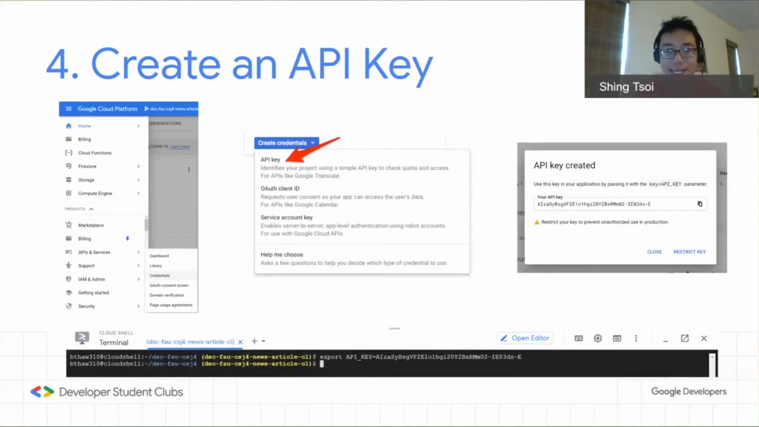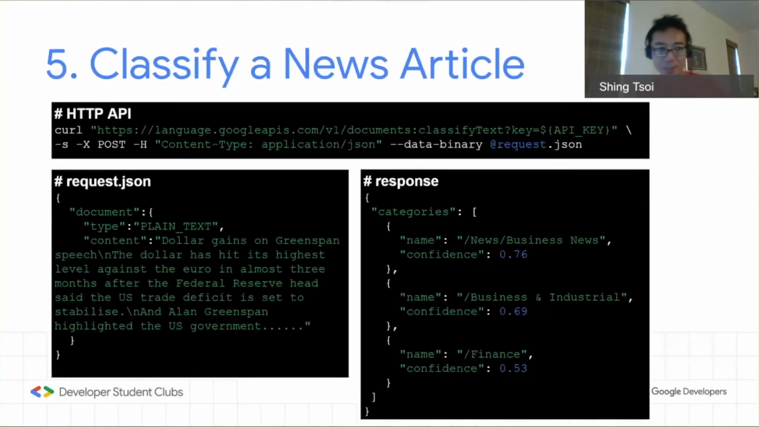And after you have the API key, you can use the natural language API's HTTP API endpoint, create the request JSON object, and then send the request with the API key to the natural language API. And then the API would give you a response shown on the lower bottom. The response would tell you what category the news article we just saw on the earlier slide belongs to. So in this case, it belongs to business and industrial, and finance, with different confidence levels.